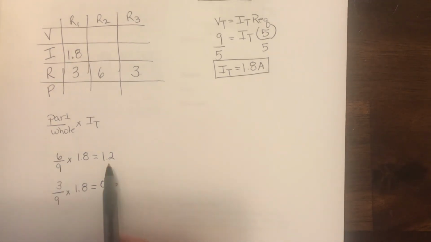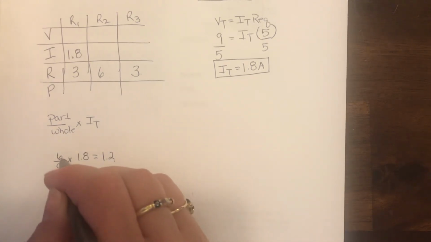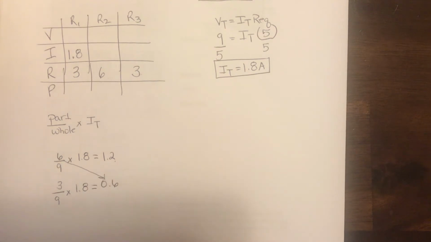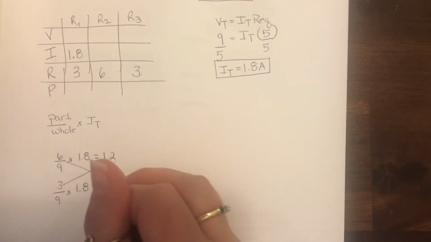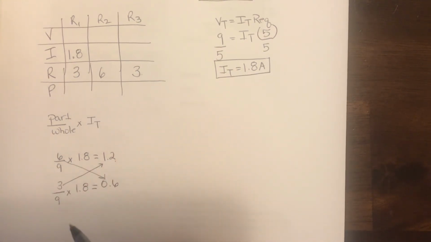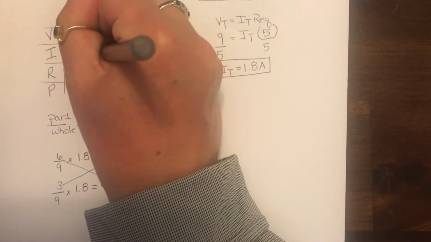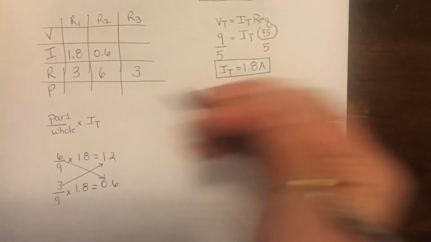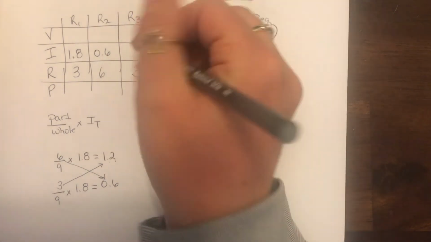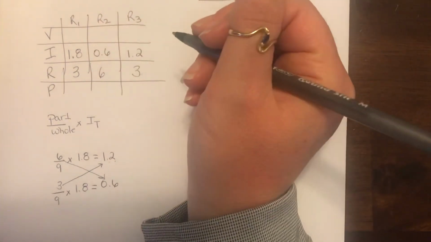Does the 6 get 1.2? Nope, because remember, current always takes the path of least resistance. The larger value goes with the smaller number, and the smaller goes with the larger. Remember, current is lazy. Most of the current will take the path of the least resistance. So 6 gets the 0.6, and 3 gets the 1.2.